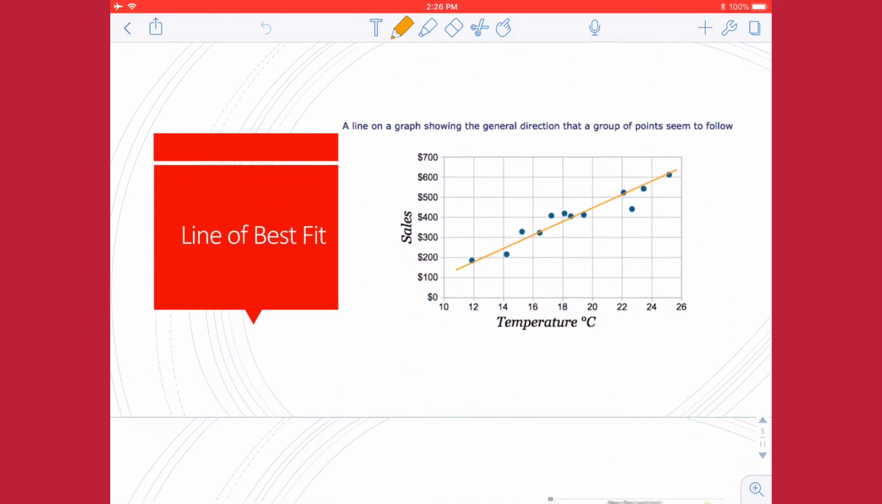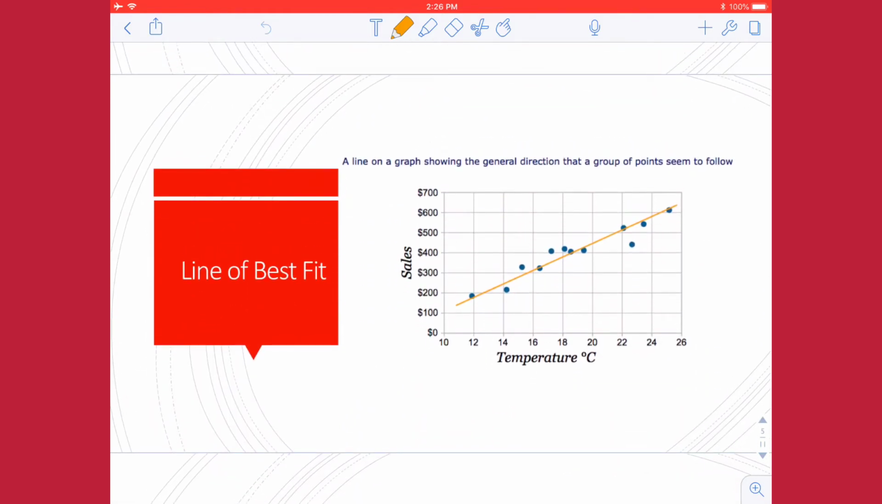And then maybe we want to take it a step further by creating what's called a line of best fit. This is just a line on a graph showing the general direction that a group of points seems to follow. The idea here is I want to create this line, and I ideally want this line to go through as many of my data points as it can. It's very likely that it may not go through all of the points, but I would love for it to touch as many of the points as it could.